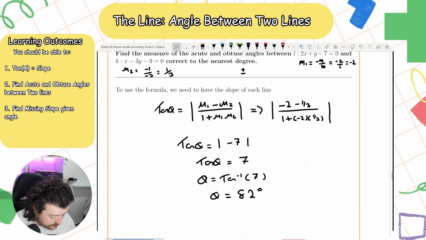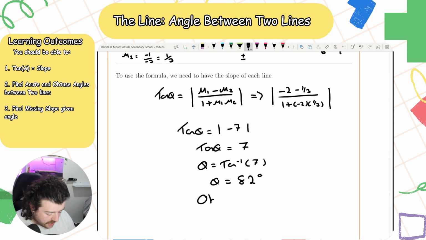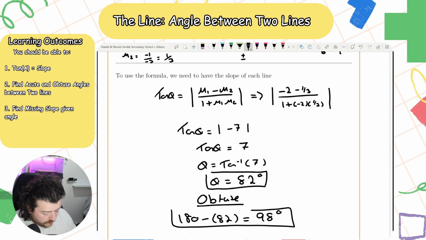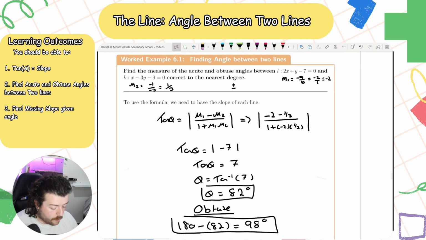82 degrees. And then my obtuse angle is just going to be 180 minus my acute angle, which is going to be 98 degrees. So there are my two values there. So let's have a look at one more example now.